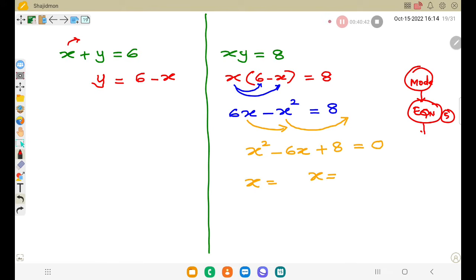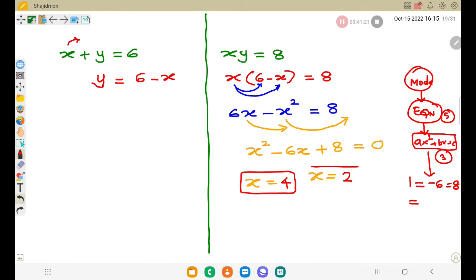After that, you can see number 3, ax² + bx + c, number 3. Then you can apply a number: x² behind number 1, x behind number -6, and constant number 8. So that when we press equal to, you will get two numbers: one is 4 and the second one is 2, x equal to 4 and x equal to 2.